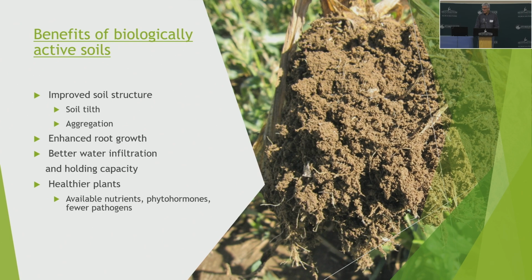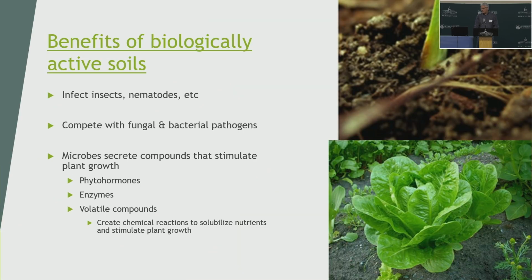Clint hit this pretty well too. If we have a healthy biological soil, we're going to have tilth and aggregation. That allows more water infiltration and root penetration. We can hold on to more water and nutrients. Some more benefits: they can infect insects and nematodes to keep them in check. We compete with fungal and bacterial pathogens, and we do that by having beneficials there to outcompete them for the food sources. So they take over.